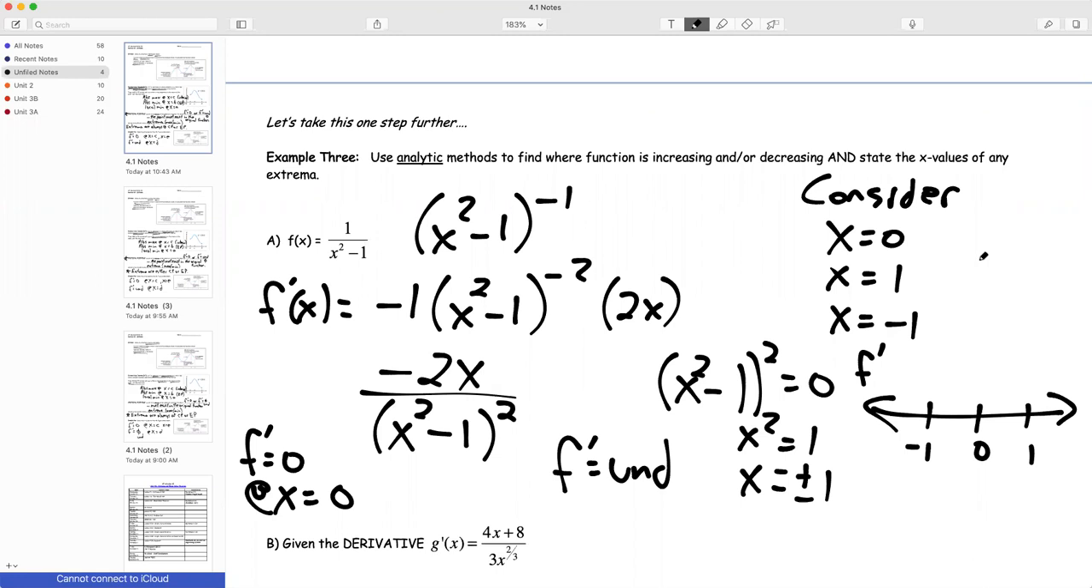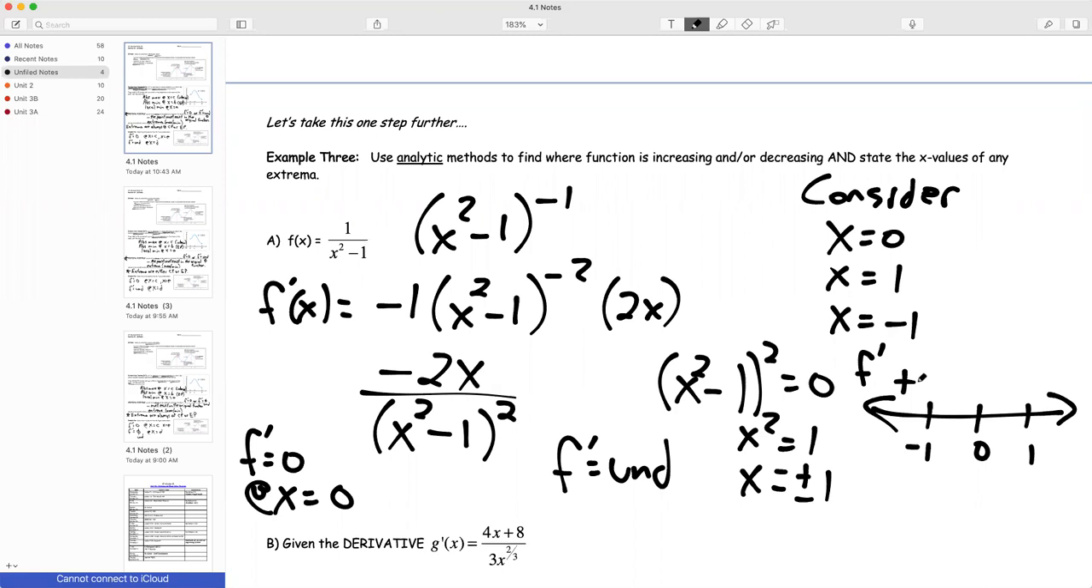All right, so here I'm going to pick values on either side of these points to do my sign chart. But I want you to notice in my derivative, the denominator is squared, meaning that it is always positive. So I really just can ignore the denominator because it's always positive at this point, and I'm just looking at the numerator. So if I pick a point on the left side of negative 1, let's say negative 2, and I plug it in, I get negative 2 times negative 2, which is positive 4. Therefore, it is positive.